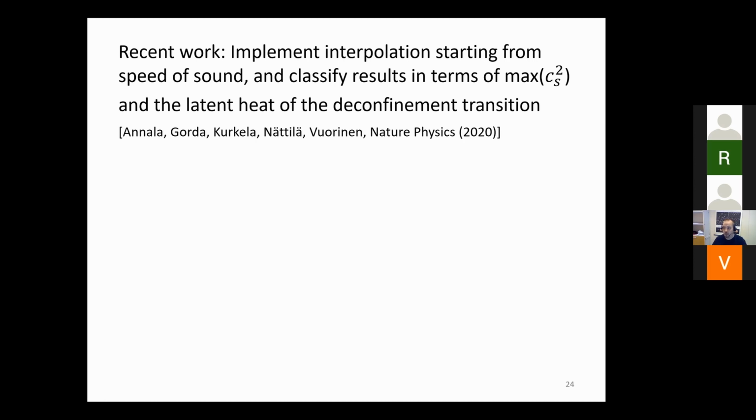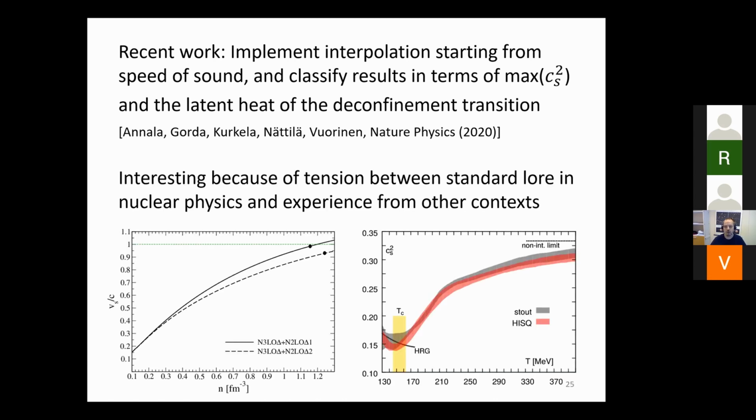Well, why we did this was basically because this allows us to classify our results in terms of the maximal value that the speed of sound reaches, and also in terms of the latent heat of the deconfinement transition. Now you might ask, why are we interested in the speed of sound of neutron star matter?